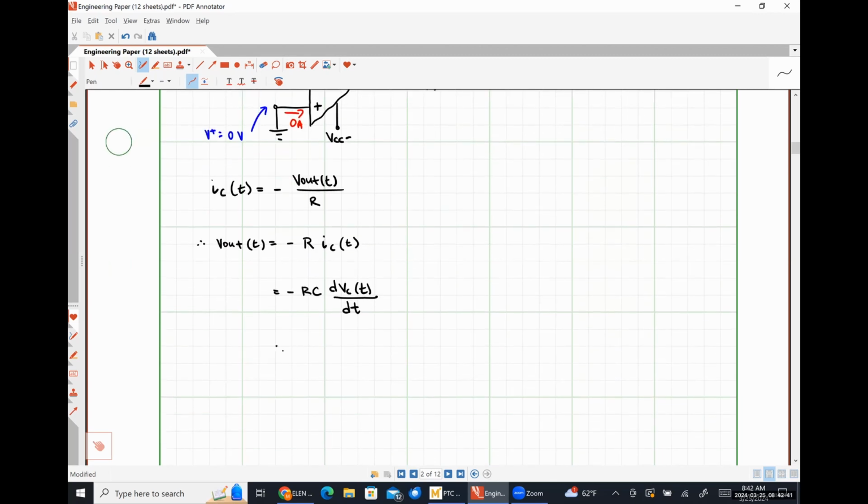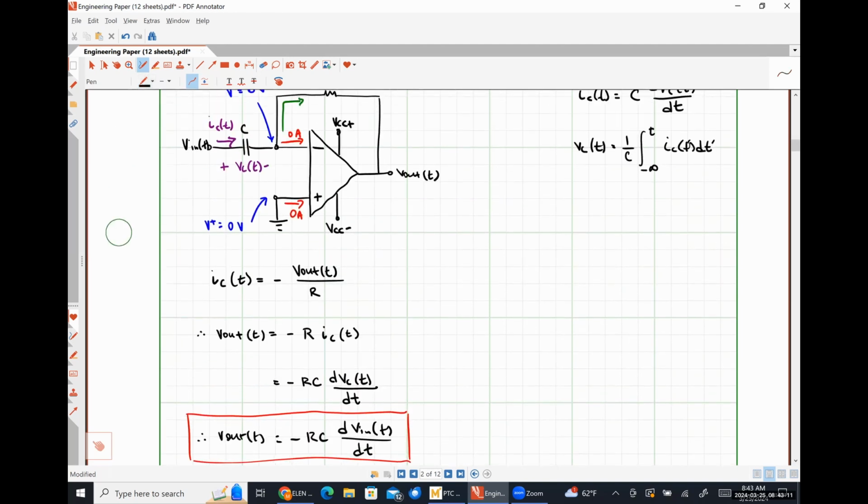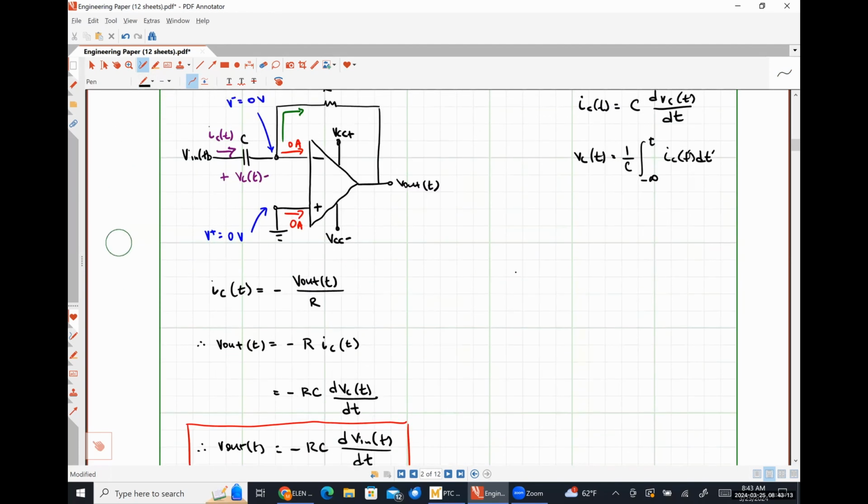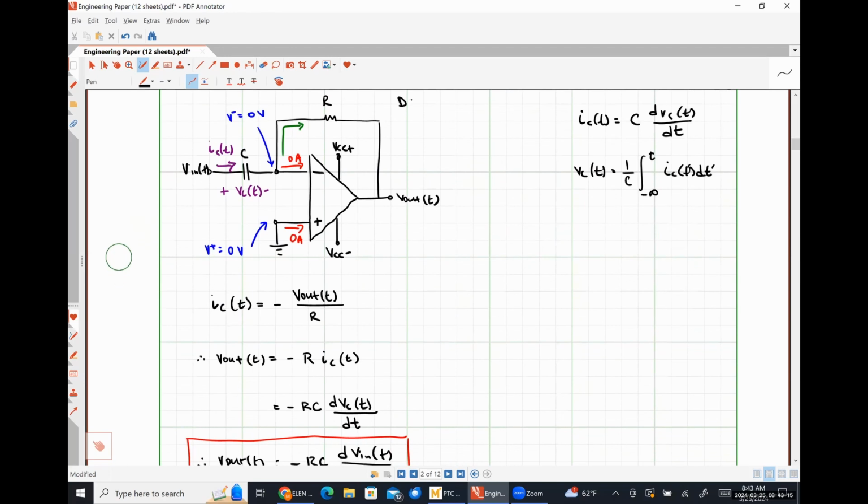So that gives us the relationship negative RC times the derivative of the input voltage with respect to time. This was indeed a differentiating amplifier. So let me write that name up here.